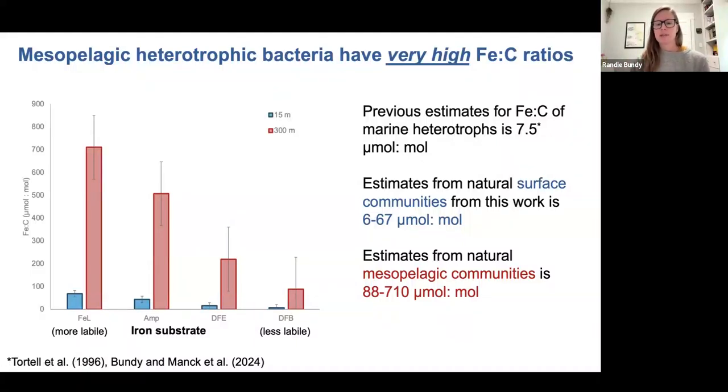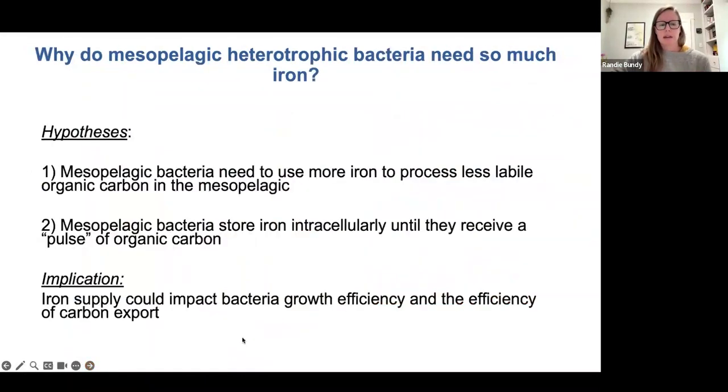This was very, very high, and I was pretty scared by these numbers. I wasn't sure if they were right or what was going on, but it was intriguing that perhaps mesopelagic bacteria have really, really high iron quotas for some reason or another. And so all of this together led me to think about what is going on with iron cycling in the mesopelagic.